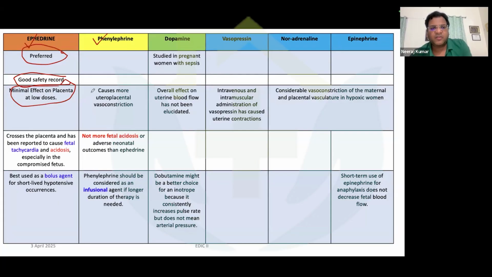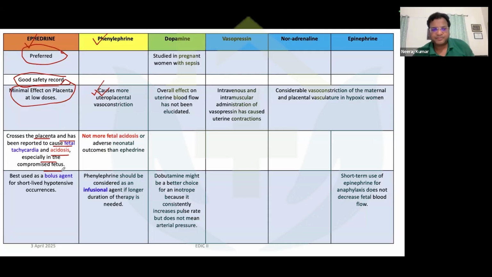And phenylephrine causes more uteroplacental vasoconstriction. If it is causing more uteroplacental vasoconstriction in already constricted uterine vessels, it will have a more detrimental effect. But just look for the other options. Here, ephedrine crosses the placenta, and it has been reported to cause fetal tachycardia and acidosis, especially in the compromised fetus.